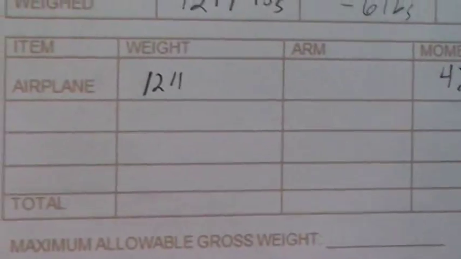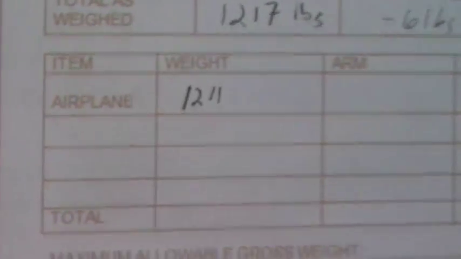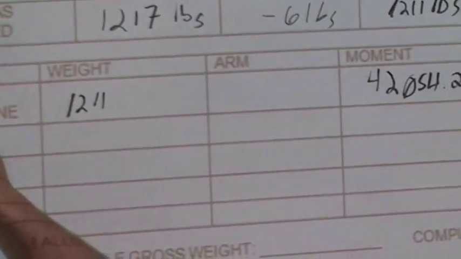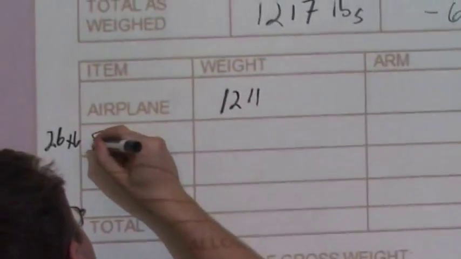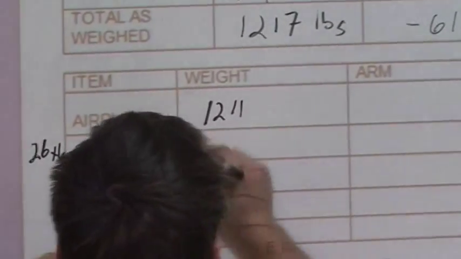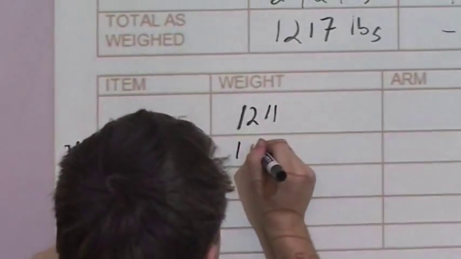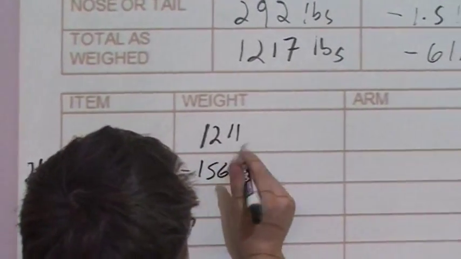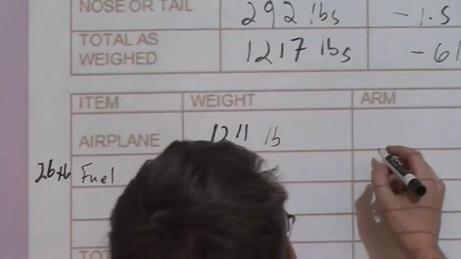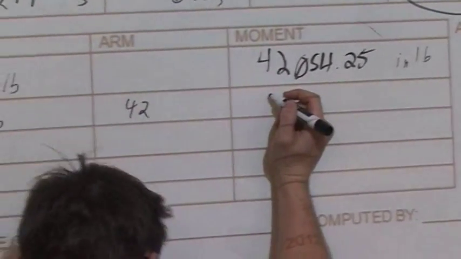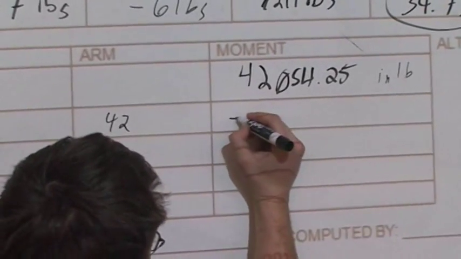Then you take away your fuel and you take away your oil. We had full fuel, which is 26 gallons, times 6 pounds, which is the FAA standard weight for avgas, which comes out to 156 pounds. It's negative because we're removing it. An arm of 42 gives us a moment of minus 6,552.